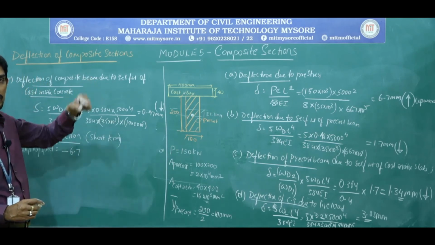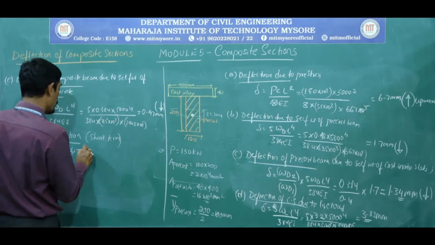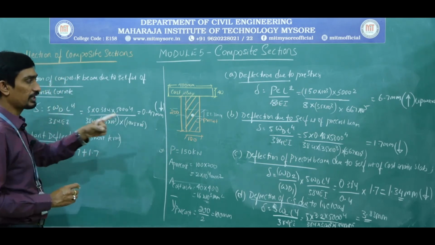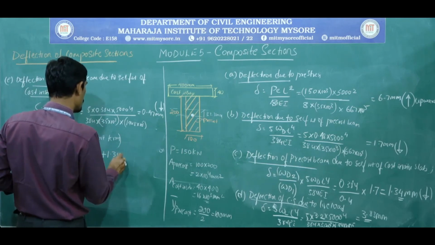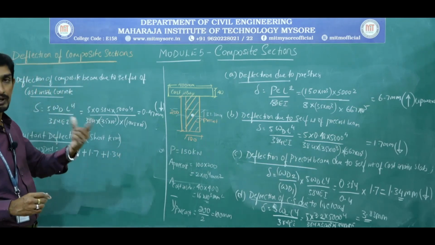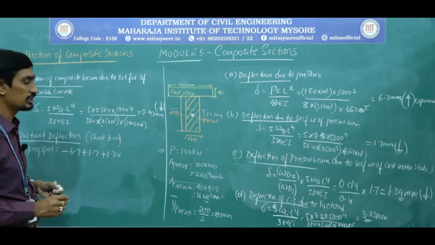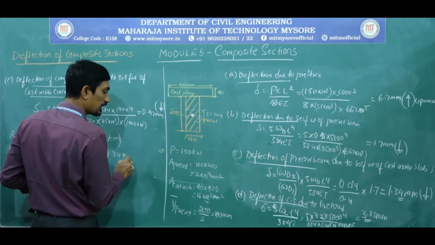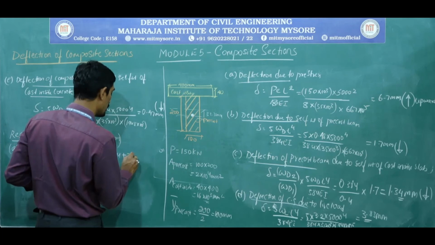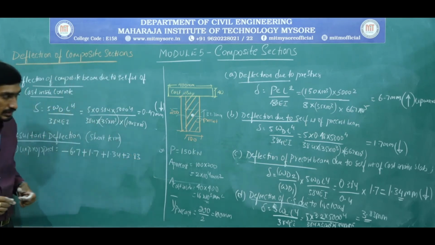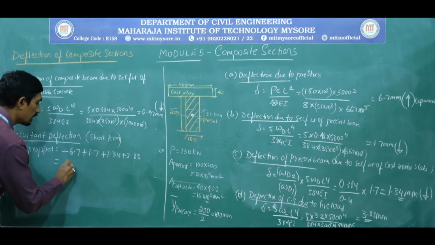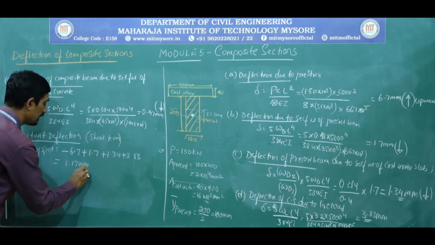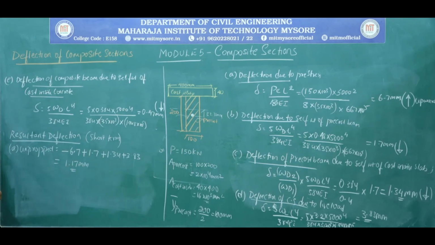Why? Because it is an upward deflection. Plus 1.7, that is the deflection due to self weight of precast, plus 1.34 downwards, the deflection of precast beam due to self weight of cast in situ, plus the deflection of composite section due to live load, 3.83 millimeter. So the answer works out to be 1.17 millimeter, positive.